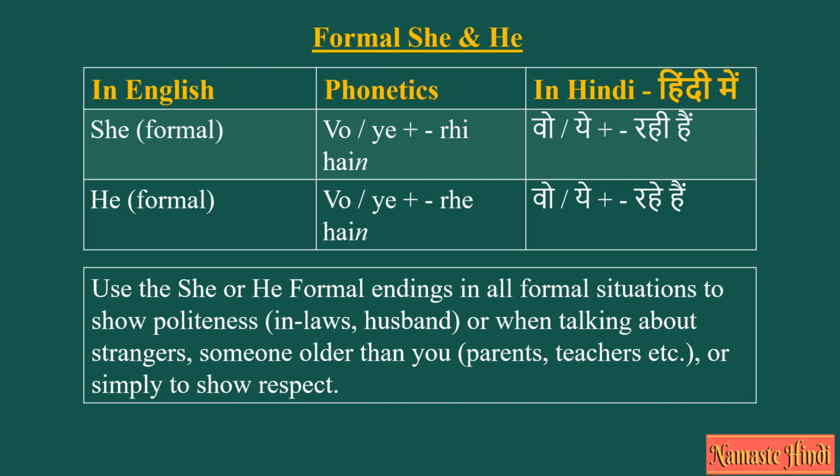We already learned the difference between informal and formal she and he. We are going to use formal she and he verb endings as this is the safest version of the word she and he, as it's always respectful.